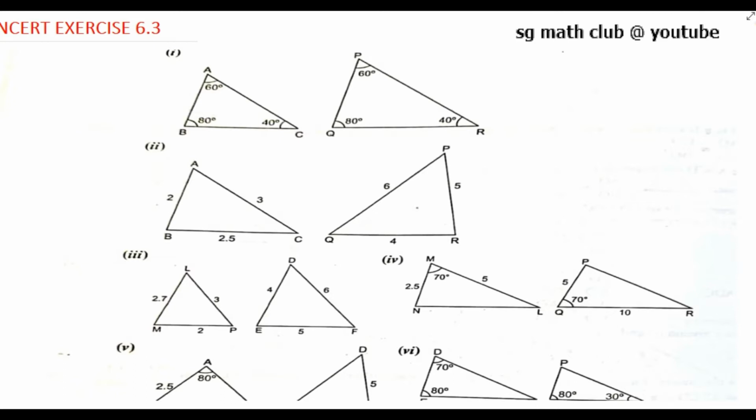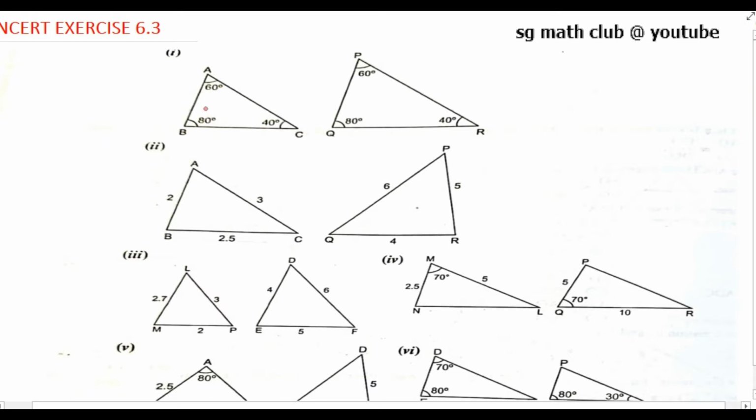So in the last video, we have learned similarity criteria for two triangles, like AAA similarity criteria, SSS similarity criteria, as well as SAS similarity criteria. In today's video, we will do some problems based on that. So here you can see some pairs of triangles. We need to check which pairs of triangles are similar, and we need to write the similarity criteria also.